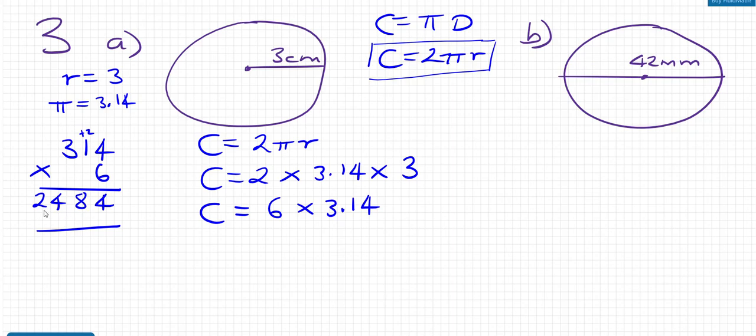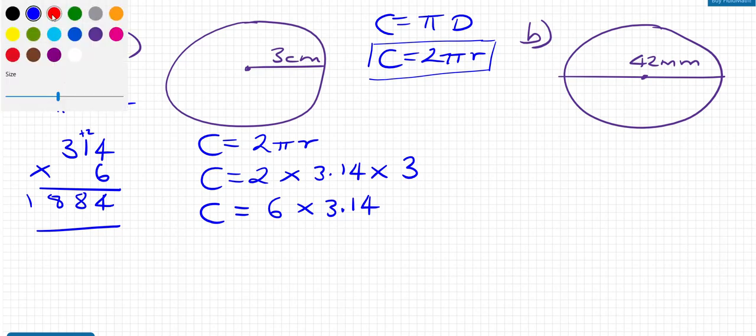Sorry, I just made a mistake. That's why it's always important to check your work. 6 times 3 is not 24. 6 times 3 is 18. Sorry, I think I was thinking of a different question. Okay, so now that I've got my answer, which is supposed to be 1,884, now what we do with the decimal.